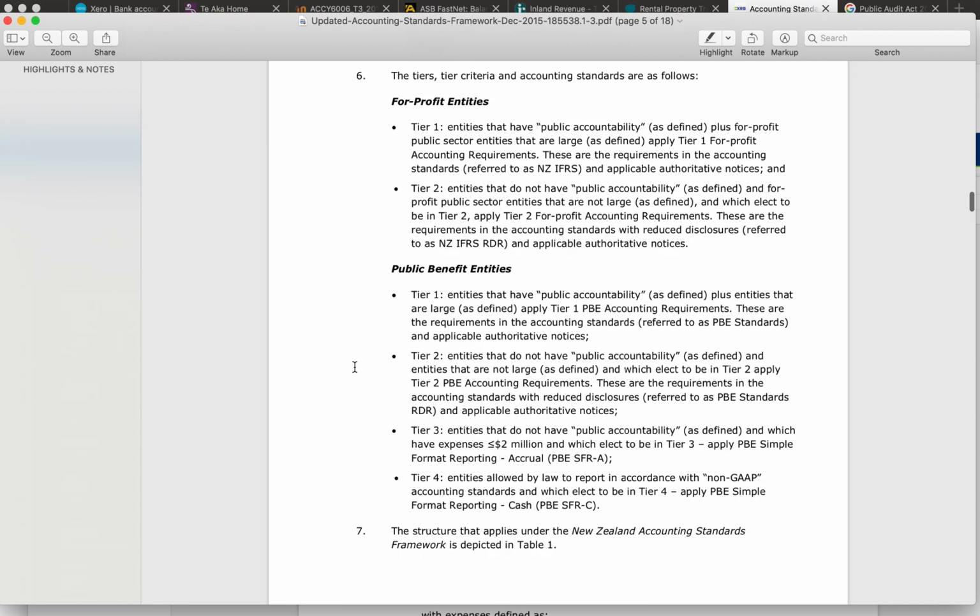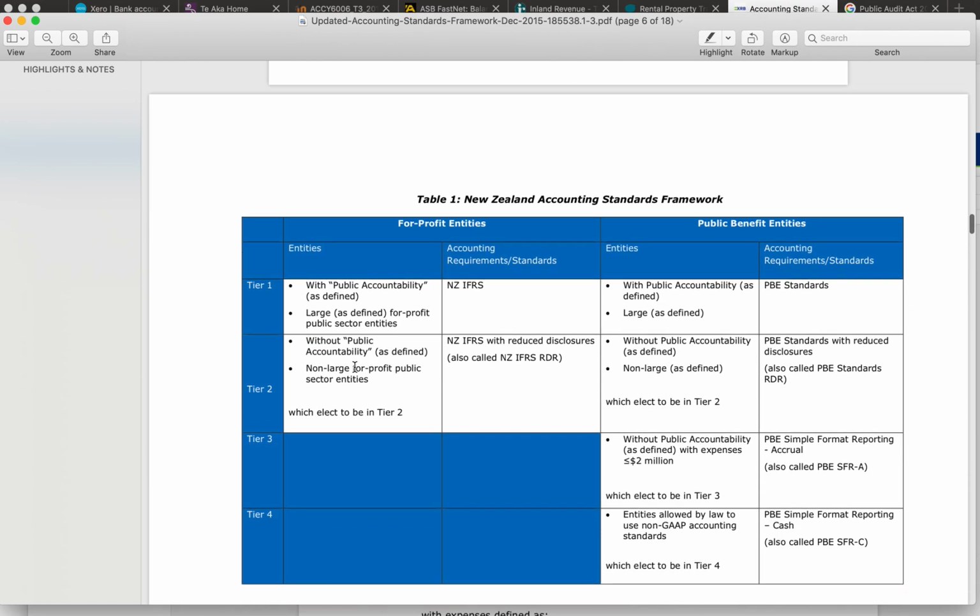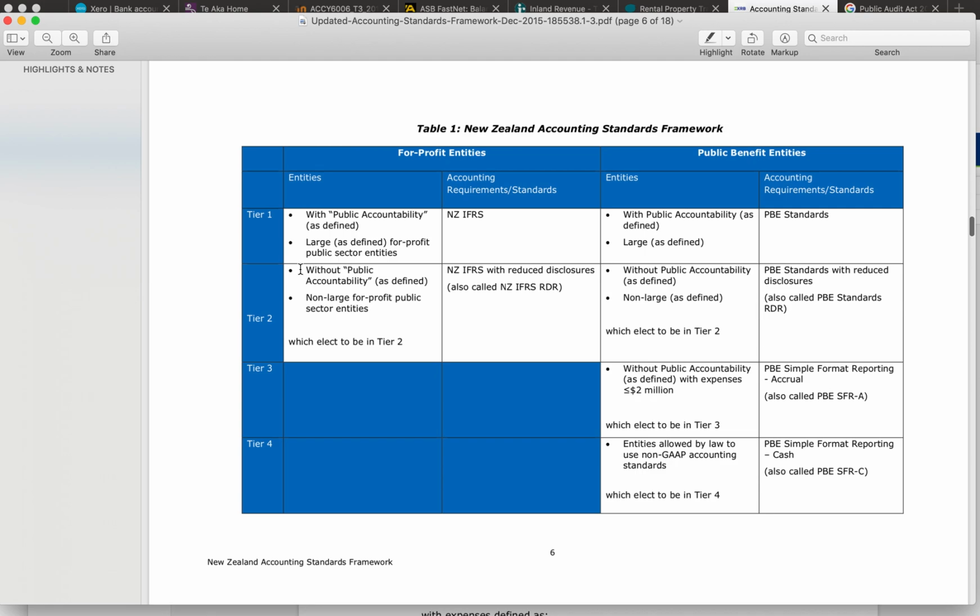Okay, so clearly stated, 2 sectors, and then there's tiers within those sectors, and there's a really good layout here. Okay, bear in mind that there's only 2 tiers for the for-profit entities. You're either publicly accountable or you're not. Okay, publicly accountable, again, the classic is you're on the share market. And the not publicly accountable is you're not on the share market, or you're not a fund manager, or you're none of those sorts of things, right? Okay.